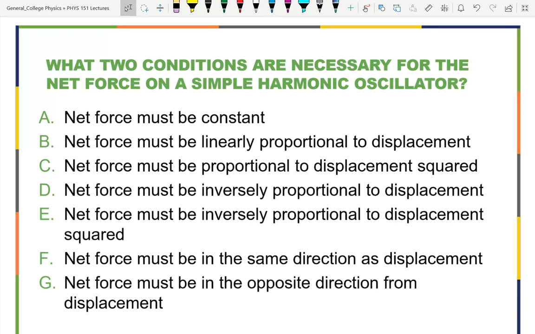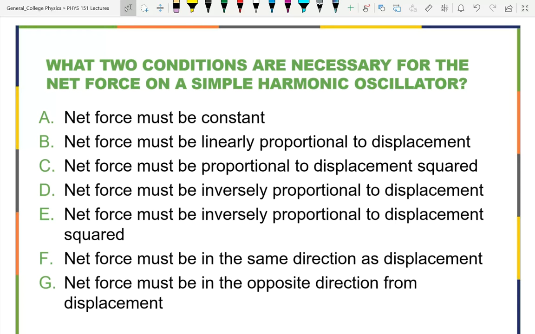What are the two things that your net force must have if you're going to have a simple harmonic oscillator? This is super important. What are those two things? Two of those are correct answers.